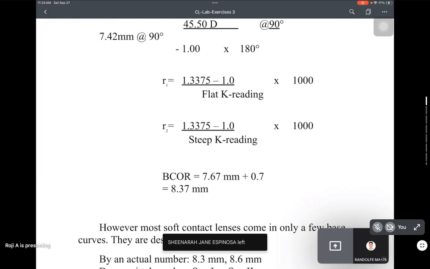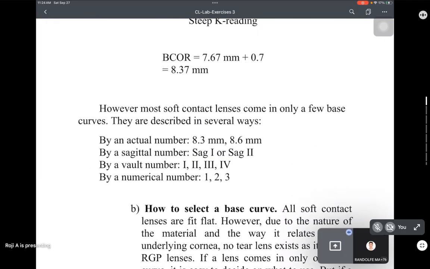Are we good so far? Yes, Doc. All right, now, as you can see, most soft contact lenses come only in a few base curves because, again, soft contact lens, when it comes to behavior, is more forgiving because it conforms to the shape of the cornea. It's so pliable, so soft, so flexible that it takes the shape of the cornea. As simple as that. So it's not very strict when it comes to fitting, because even with a different base curve, you can still give it to the patient because it's more forgiving.